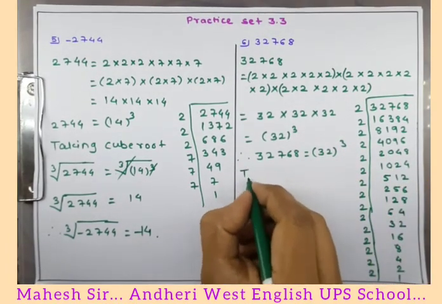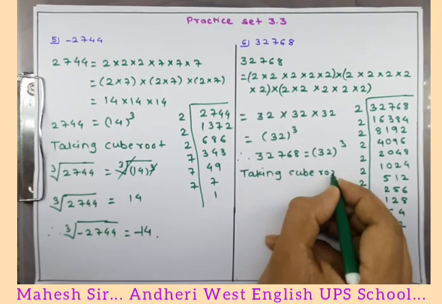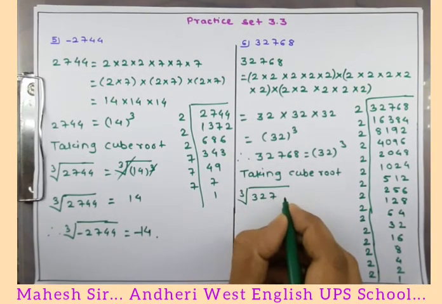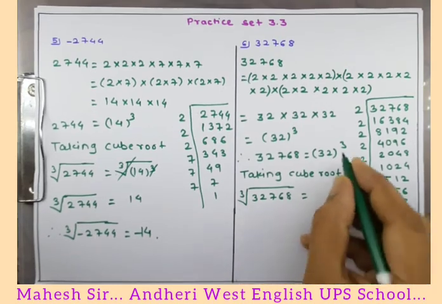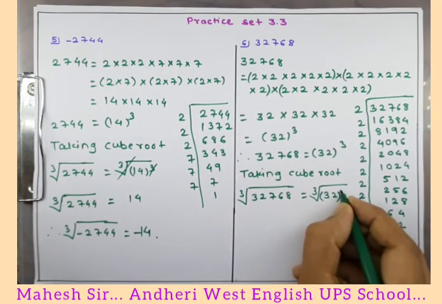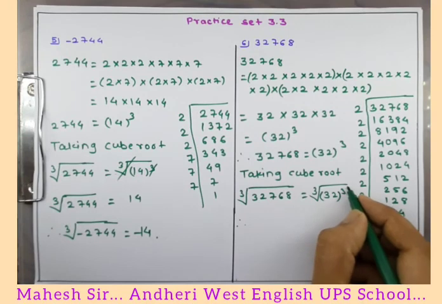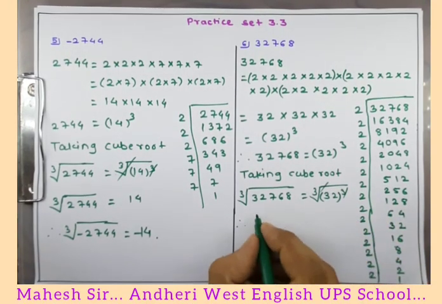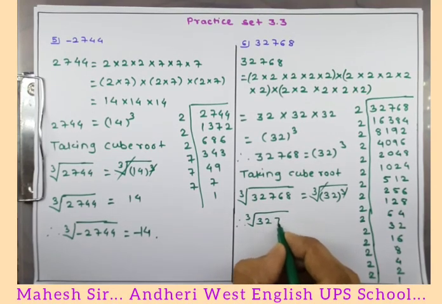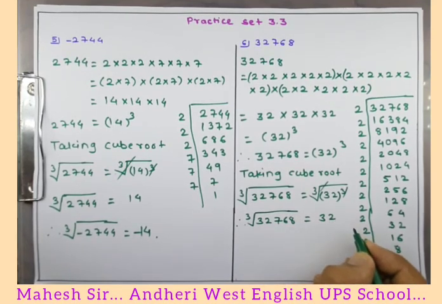Therefore taking cube root, we will get cube root of 32,768 is equal to cube root of 32 cube. Left hand side will remain the same. On the right hand side, cube and cube root will get cancelled. So we'll get cube root of 32,768 is equal to 32.